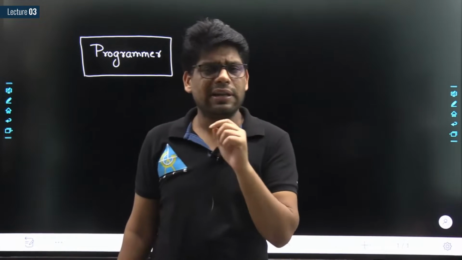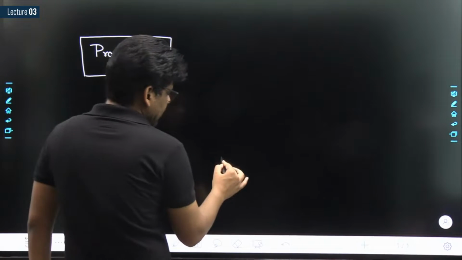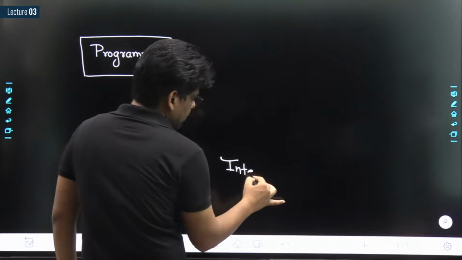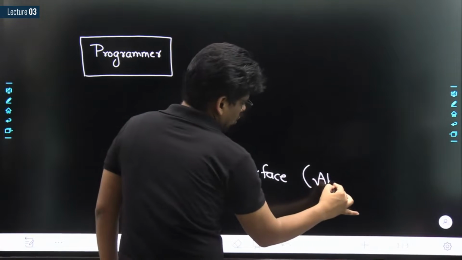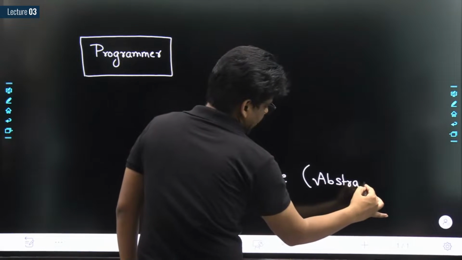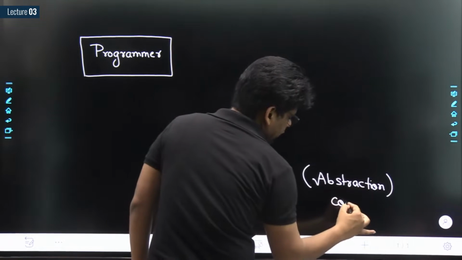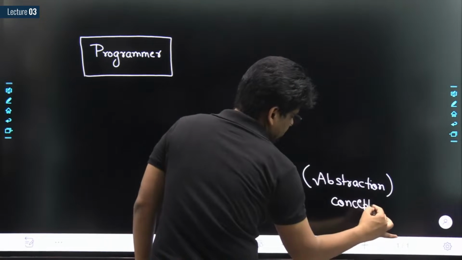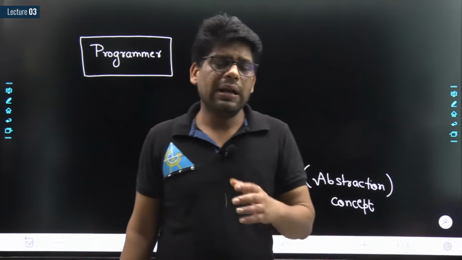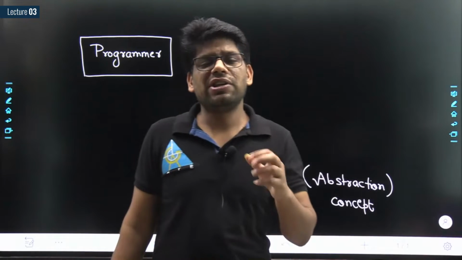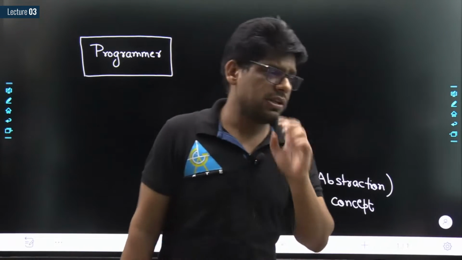Try to understand. There is something called an interface, and there is something called abstraction. This is a concept. This is a beautiful concept that is called abstraction. Sir, what is abstraction? Abstraction means you are hiding the implementation detail. You are hiding the unnecessary details. Okay, sir. What does that mean?